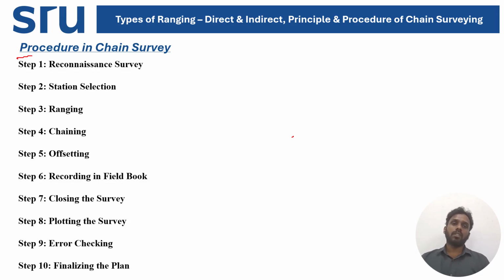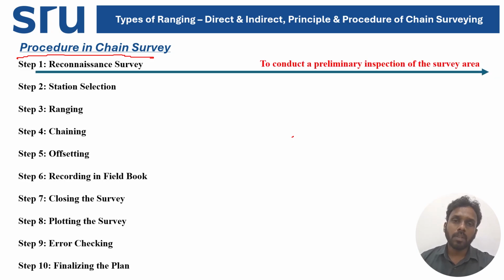Chain survey. So how are you going to do chain surveying? It includes almost 10 steps: step one is recognition survey, step two is station selection, step three is ranging, step four is chaining, step five is offsetting, step six is recording in a field book, step seven is closing the survey, step eight is plotting the survey, step nine is error checking, and finalizing the plan at step 10. Now we'll see what step one is.